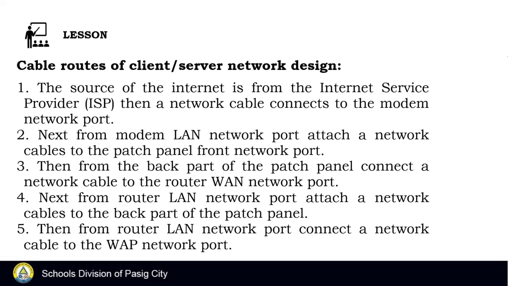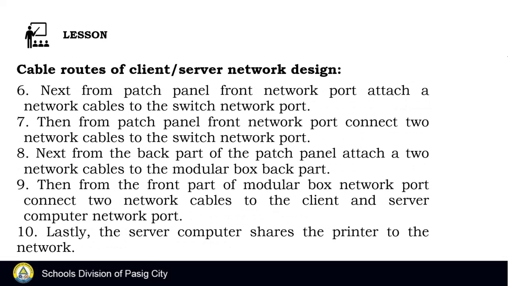Number 4, next from the router LAN network port, attach a network cable to the back part of the patch panel. Number 5, then from the router LAN network port, connect a network cable to the WAP network port. Number 6, next from the patch panel front panel port, attach a network cable to the switch network port. Number 7, then from the patch panel network port, connect two network cables to the switch network port.